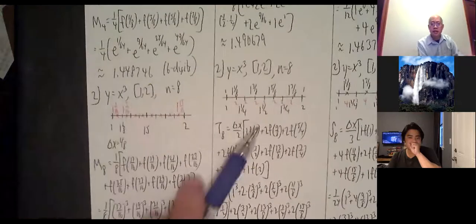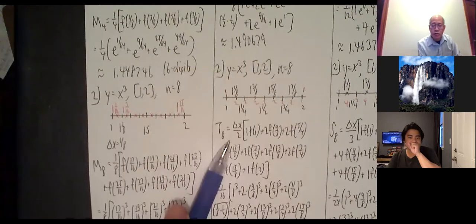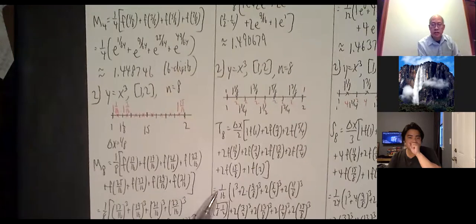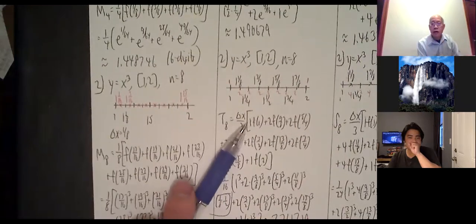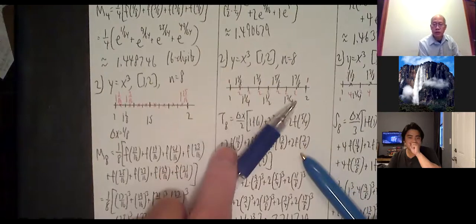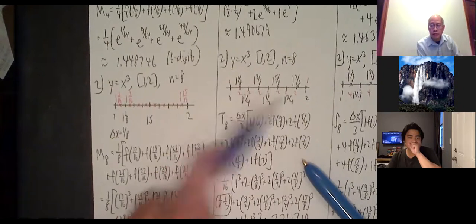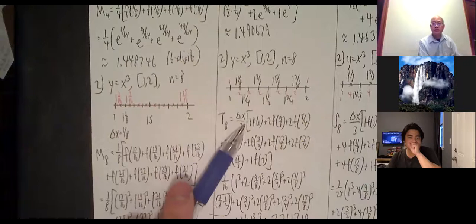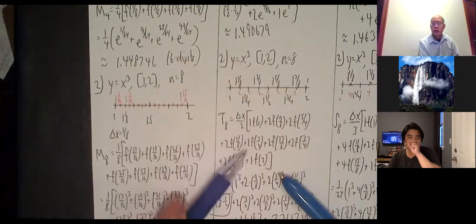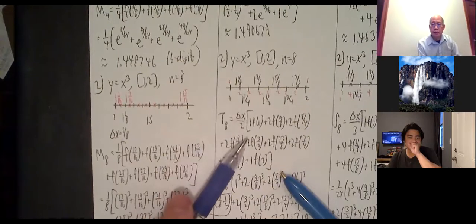What was delta x in this case? It was 1/8. Divide that by 2, 1/16. Right? 1/8 times 1/2 is 1/16. Okay. 1 times f of 1, 1 times f of 2, and all the in-betweens are 2, 2, 2, 2, 2, right? 2 times that, 2 times that, 2 times that. So here we go. 1 times f of 1, the first one. 1 times f of 2, the last one. And all the in-between guys get multiplied by 2.